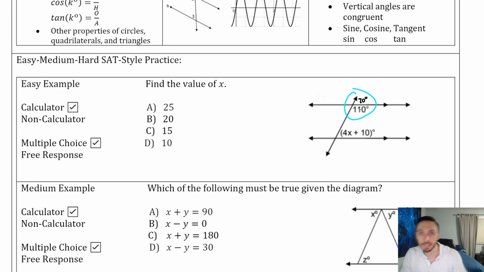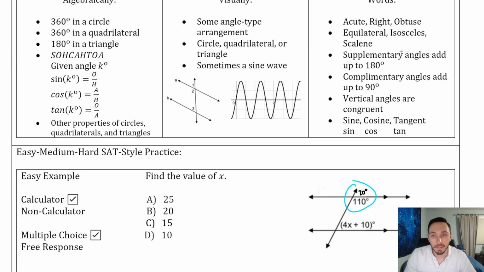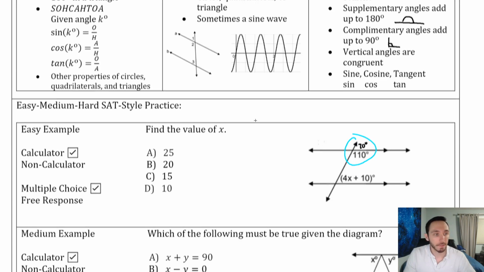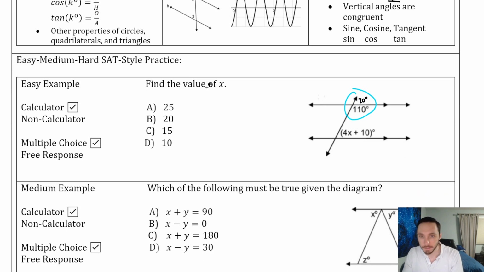70. Right? How do I know that? Supplementary angles add up to 180. If I have a straight angle, right? And I can draw a picture of this. This is 180 degrees, and this is 90 degrees. So if this is 110, this other side that doesn't look like a 70, but it is a 70 degrees.